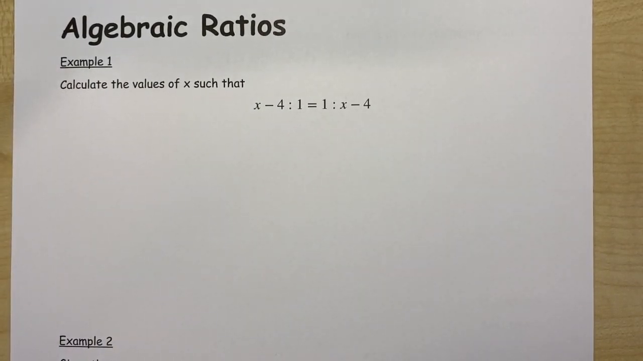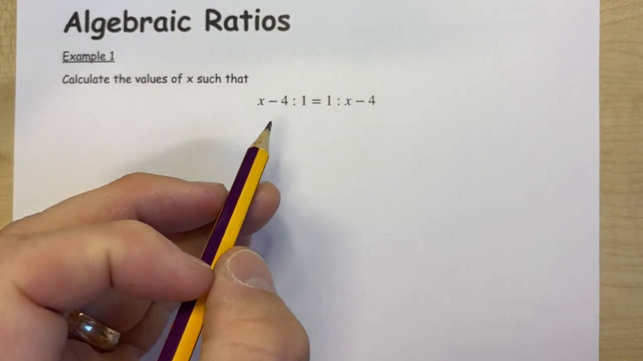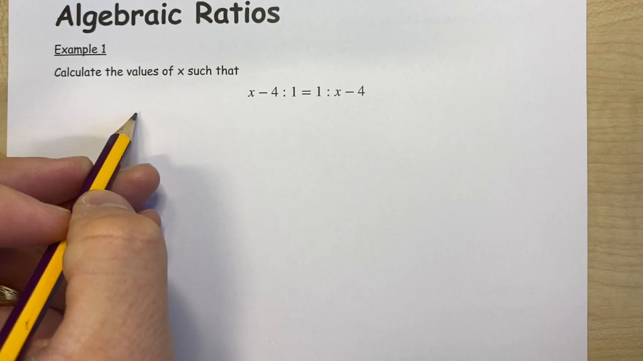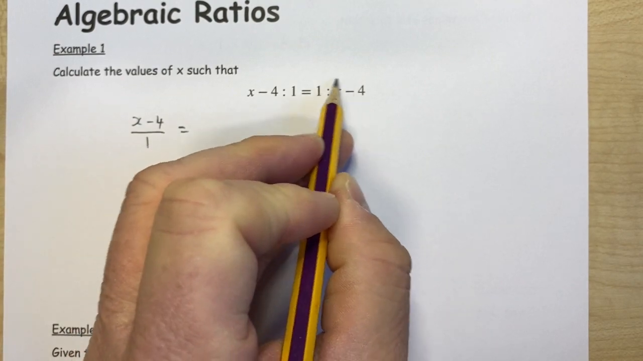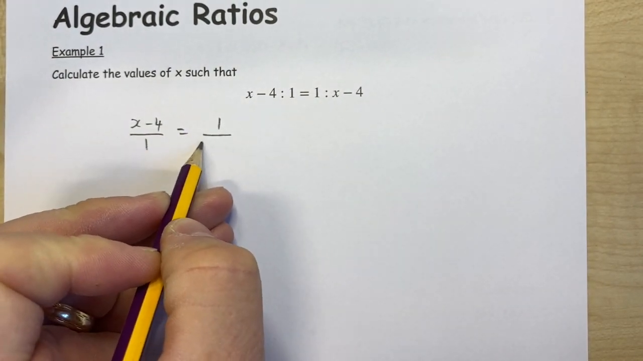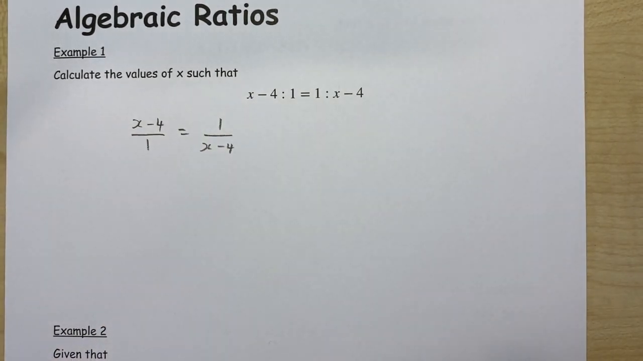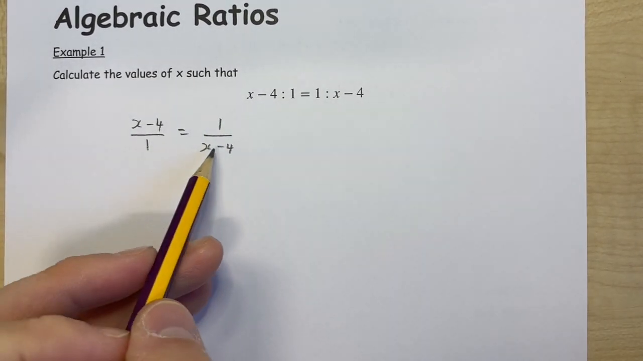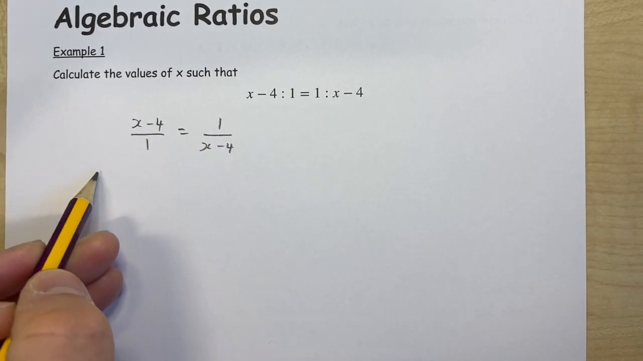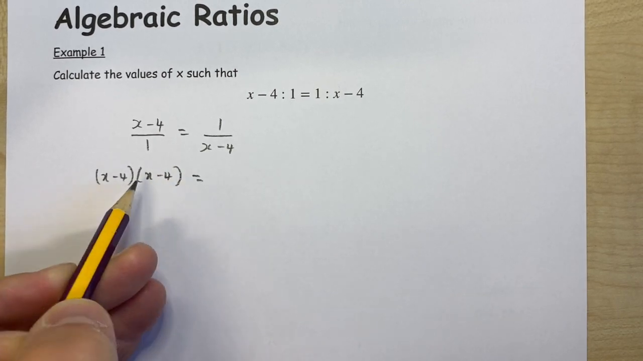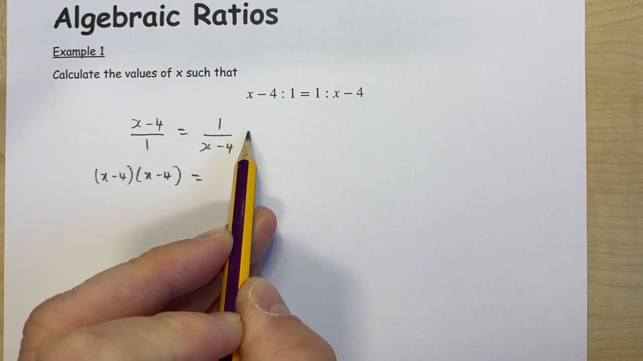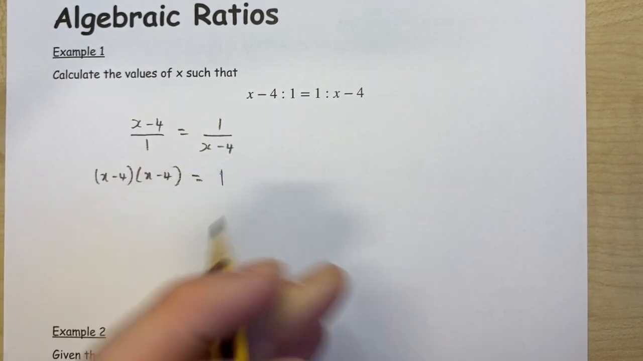Now, algebraic ratios makes use of your algebra fraction work and, in many respects, your quadratic work. First of all, what I would do is write this ratio as the fraction x minus 4 over 1, and it should equal this one, which as a fraction is 1 over x take 4. In this situation, I can take this across the other side as a multiply, so I end up with x take 4, that's already there, times by x take 4. And for what it's worth, I could take that 1 across the other side as a times 1, but I still get just 1. 1 is 1.